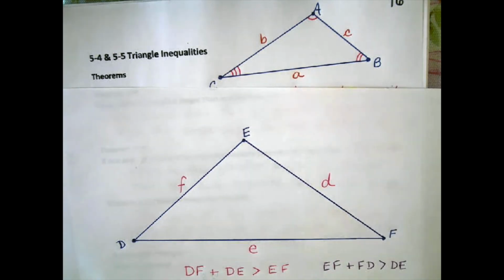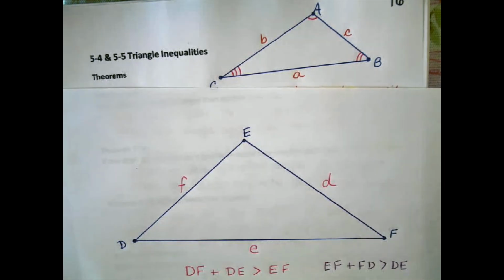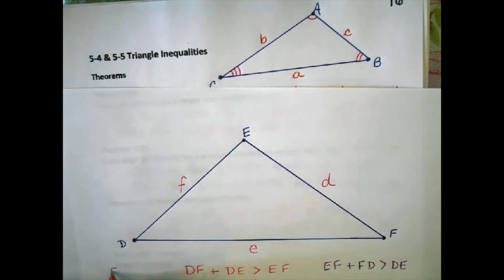Similarly, I could also say that EF plus ED will be greater than the distance DF. This theorem holds true for all triangles, whether they are right triangles, acute, obtuse, any kind at all. Two sides will always have a sum greater than the length of the third side.